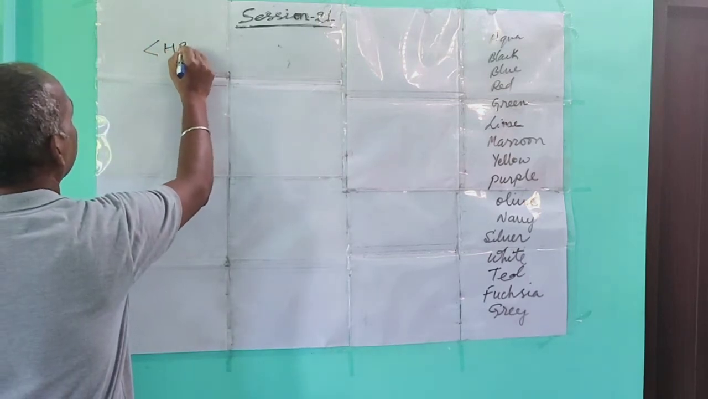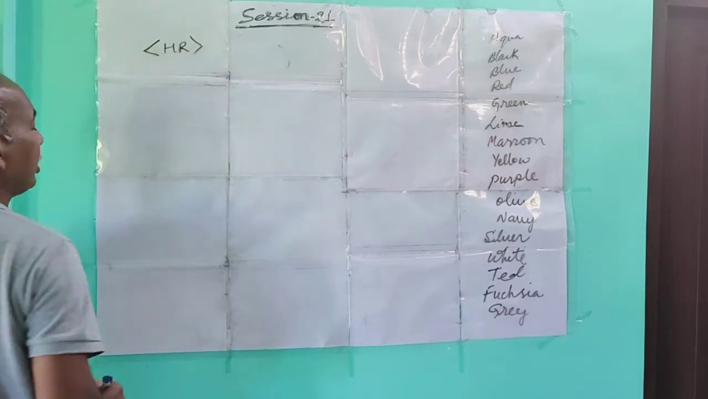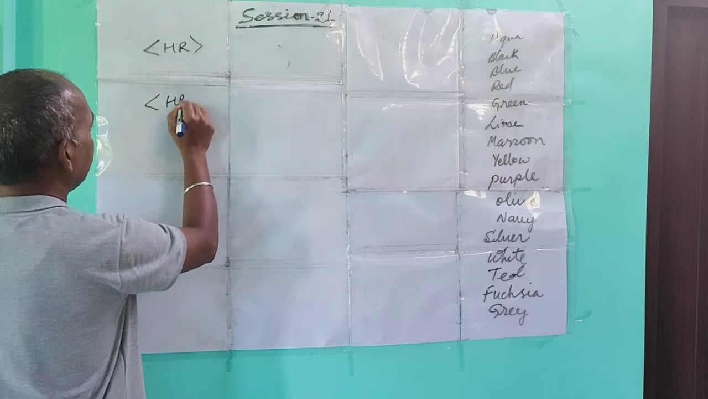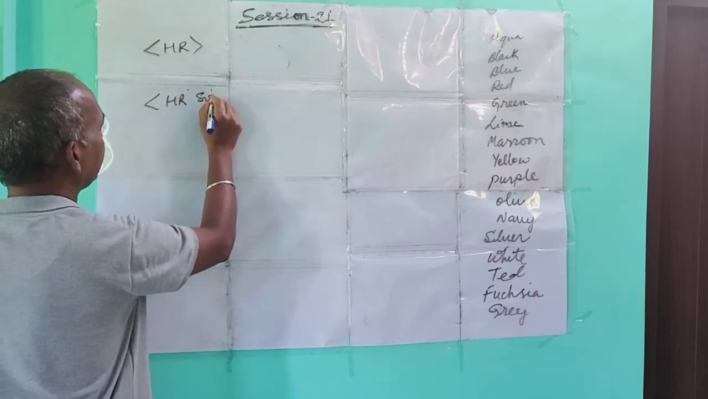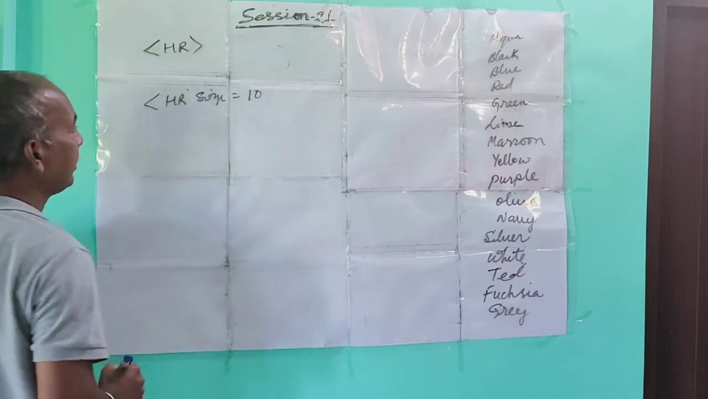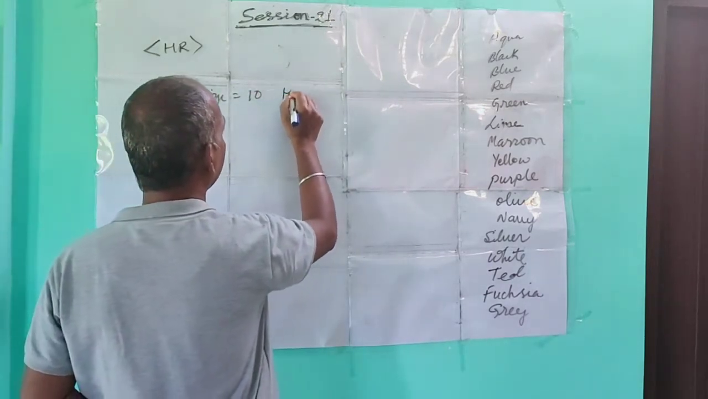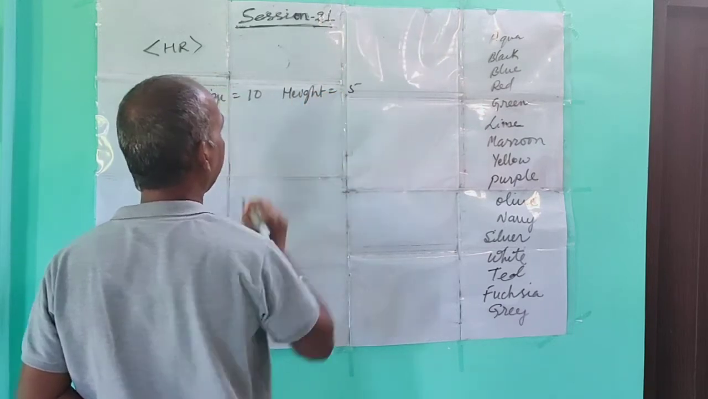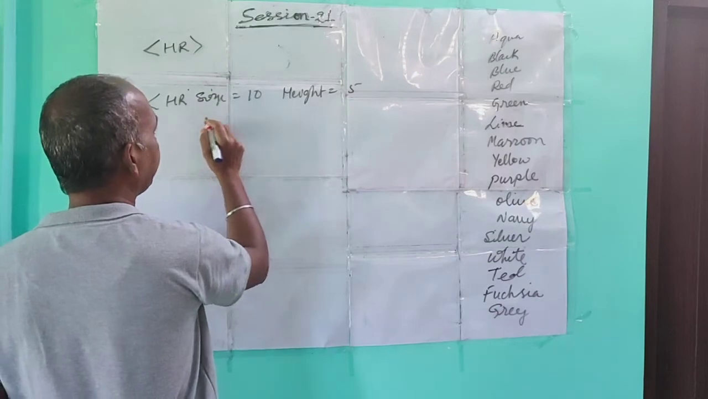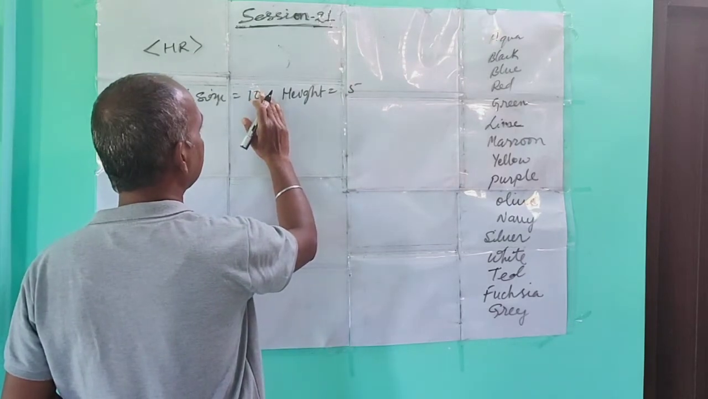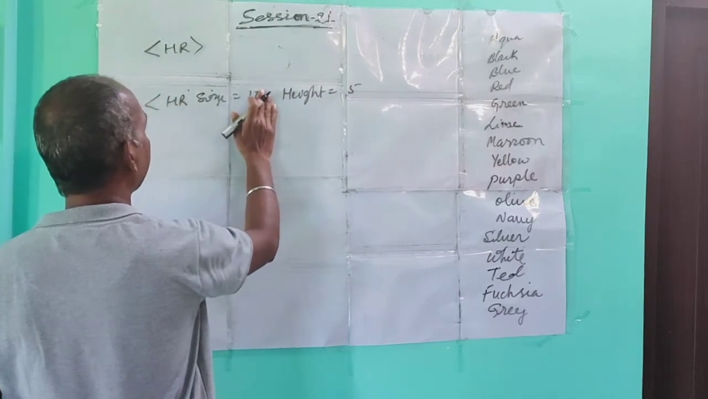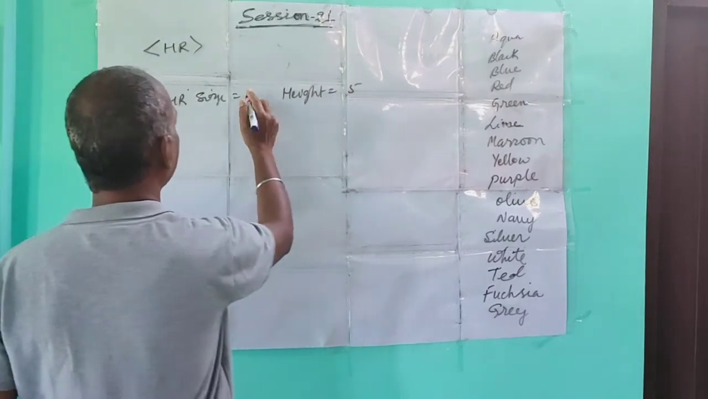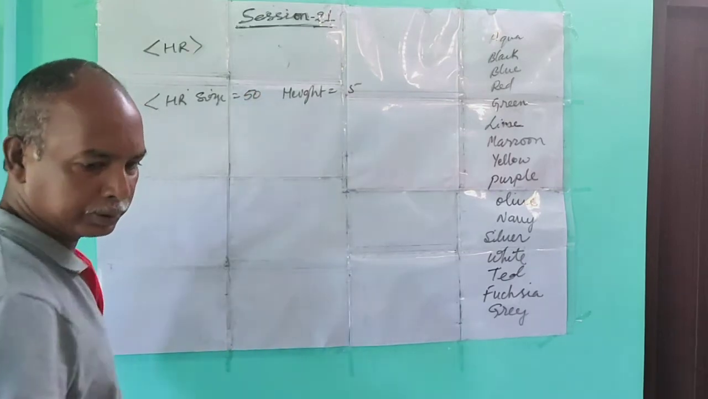The tag is HR. This is an empty tag, so no need to give any close tag. Okay. So the tags are HR size, because I'm giving 10, height equals to say 5, size is 10, height is 5, so that is 50%. Size is 50%.